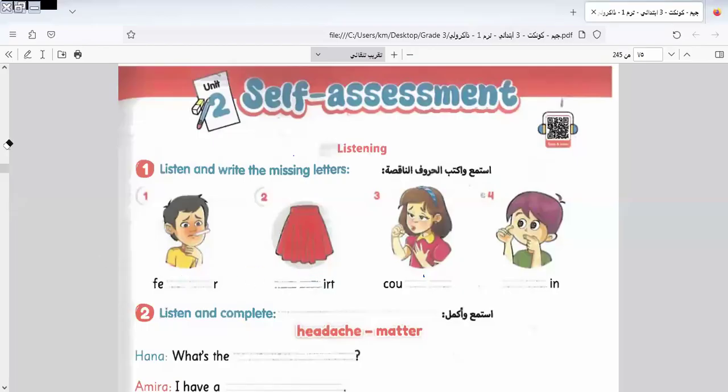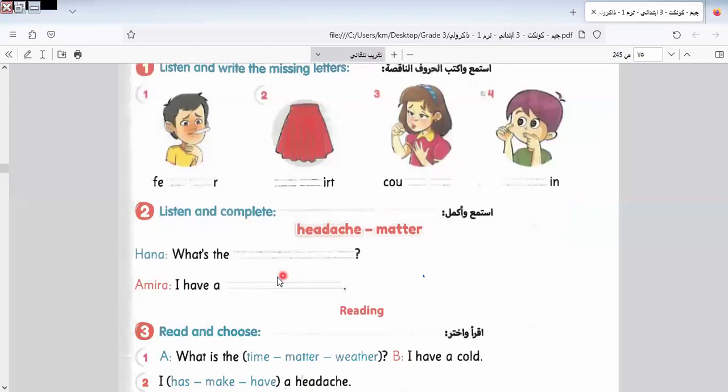Okay. Let's go to another one, this dialogue. You can read the dialogue and put the suitable words. Hannah and Amira. What is the space? I have a space. Here is the topic of this unit. It's what is the matter? So the answer will be what is the matter.